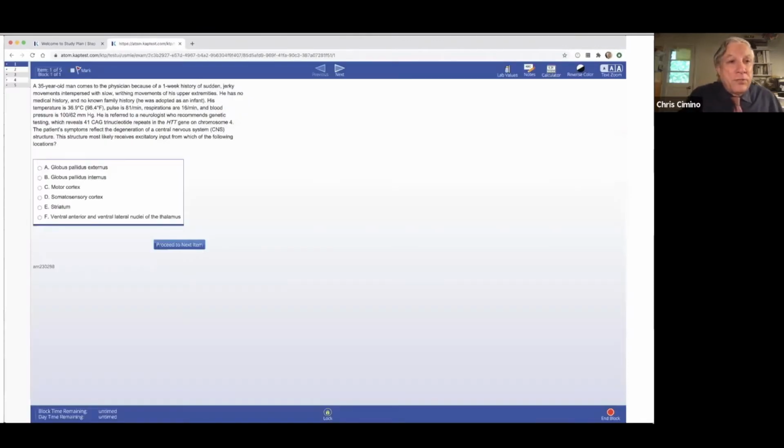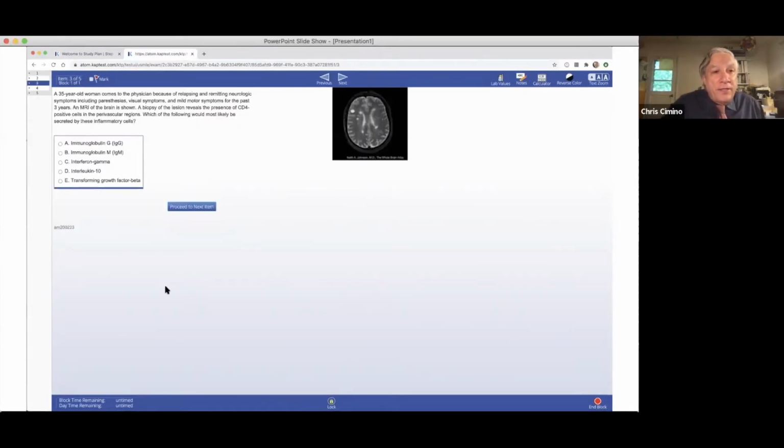I always tell students when they're looking at a question, start with the lead-in. That's the sentence or the question or the sentence fragment right before the answers, and then read the answer choices. You won't be able to answer the question, but when you read the vignette, you'll have a better idea of what to focus on. Let's read the lead-in first.